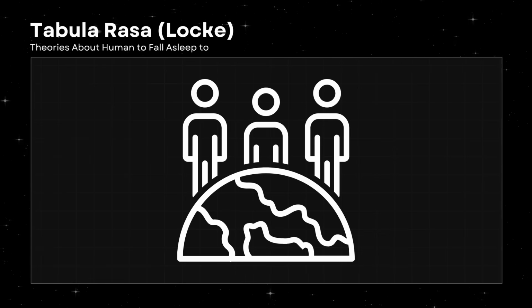Locke believed that education should focus not just on books and facts, but also on teaching children how to think clearly and act with reason. He thought habits formed in childhood could shape a person for life. Tabula Rasa also suggests that people are responsible for what they become.